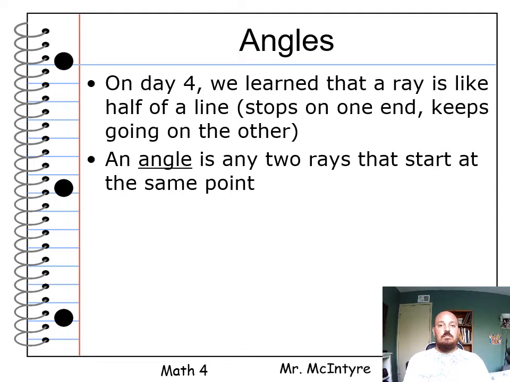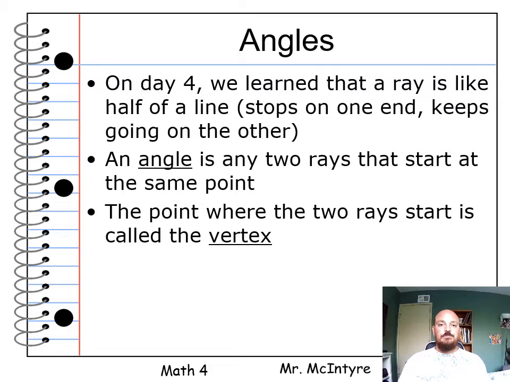So here's what an angle is. An angle is having two rays, any two rays, that start at the exact same point. And I'm going to give you another vocab word here. The place where those two rays start, the point, is called the vertex.